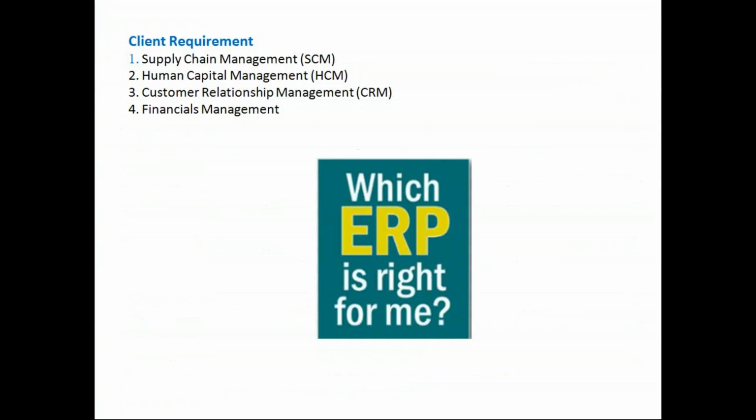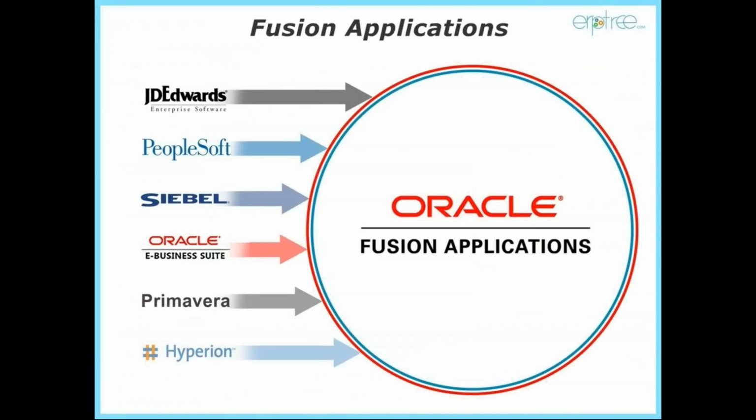So that is the reason Oracle acquired almost all the ERP products which are available in the market. And not only ERP products, they acquired other enterprise applications also, and many technologies. Now what Oracle did is, they acquired JD Edwards, PeopleSoft, Siebel, Primavera, and Hyperion; Oracle eBusiness Suite is their own product. The same way, there are many other tools or ERP products or technologies. Those could be reporting tools or any other tools they acquired.